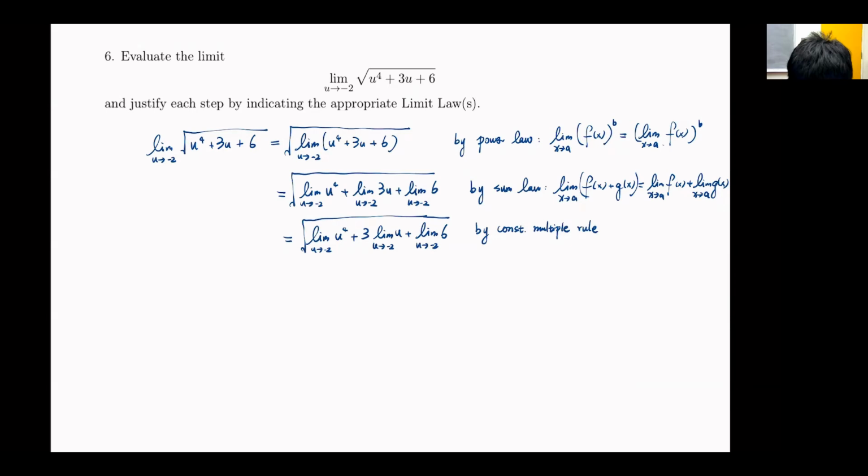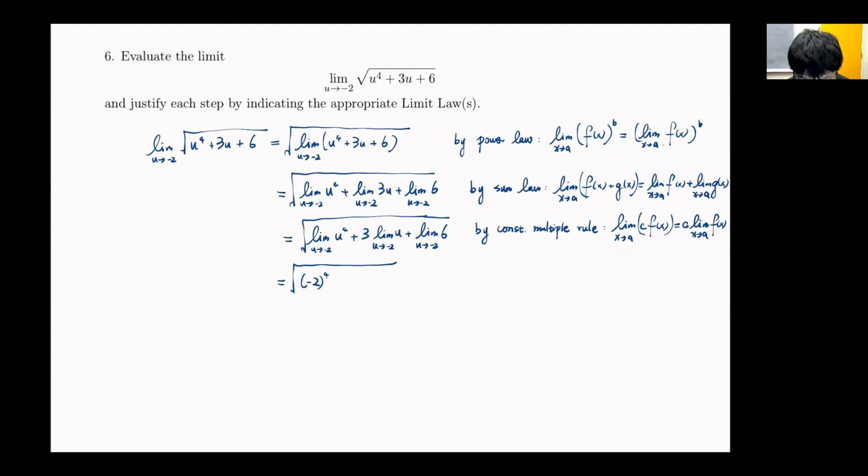So this basically says the limit of c times f of x, where c is a constant, is simply going to be the constant times the limit. All right, so this is just the justification why we can actually move the 3 outside. And now we could use the power law and the limit of constant functions to evaluate.